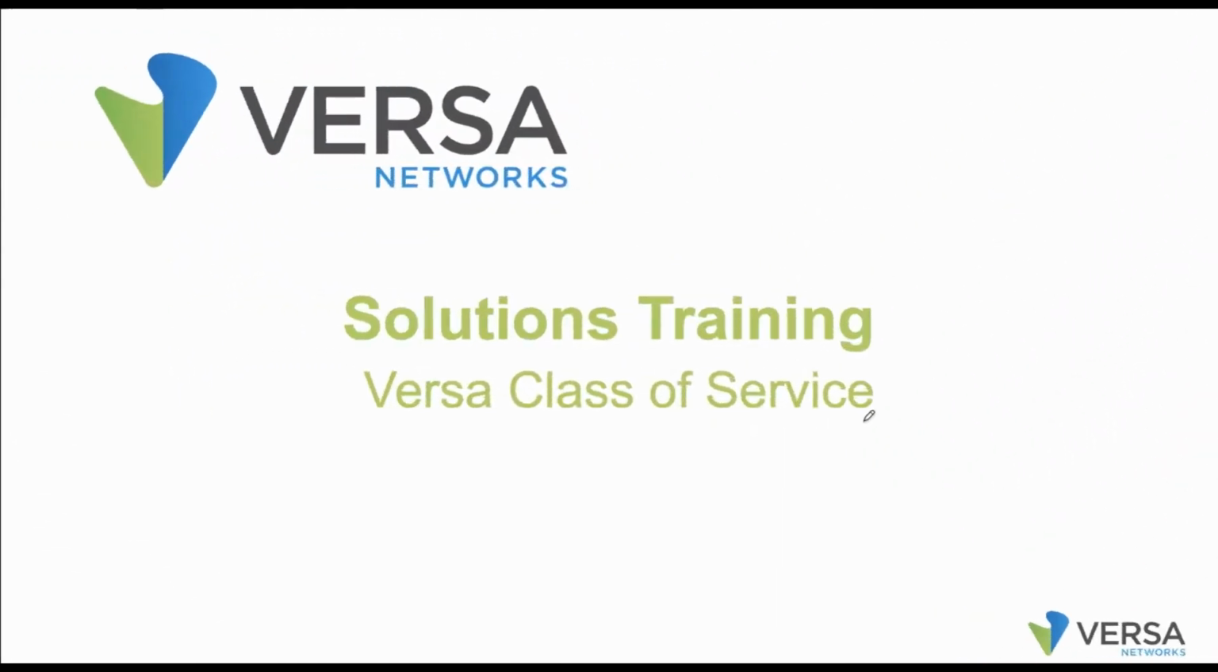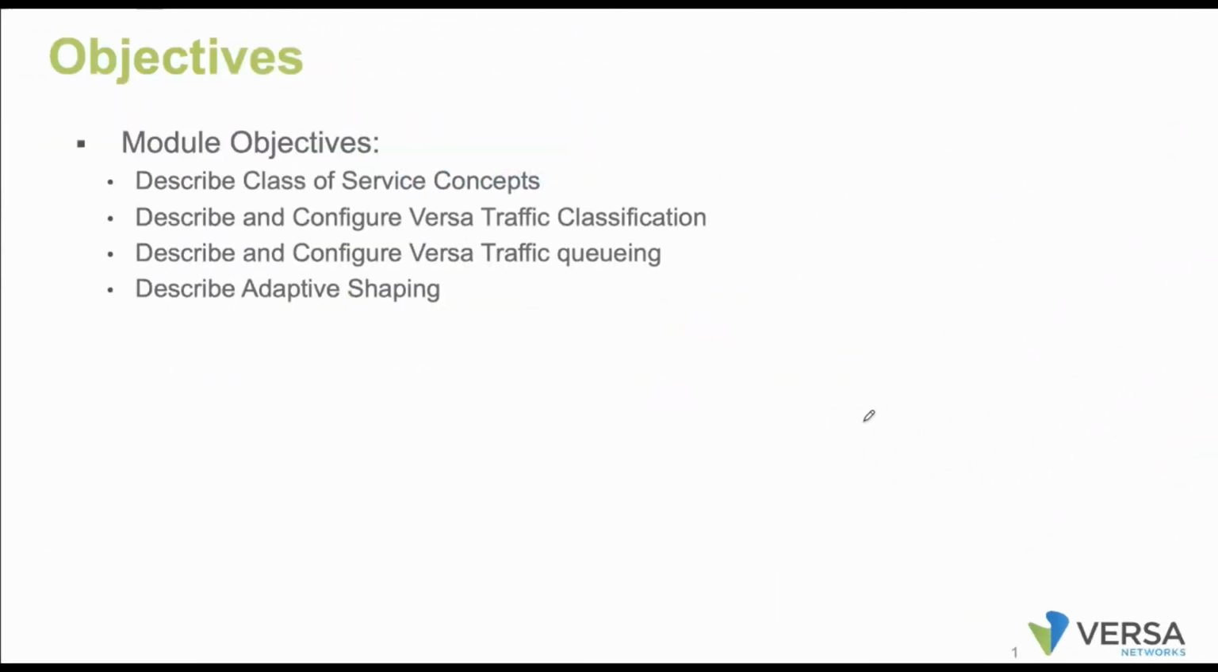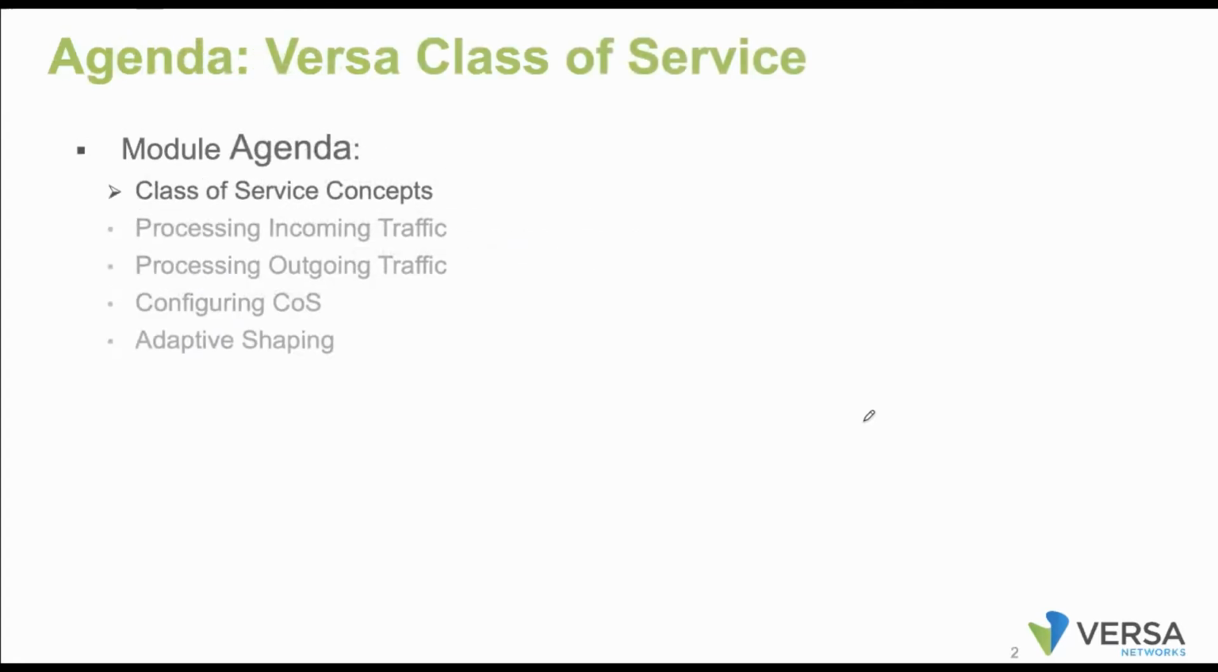Class of service. Most of the things are already pretty much clear to us from the legacy routers. Whatever we do there, we do the same thing on Versa appliances as well. Here and there are some changes. Let's see that. We'll try to understand the class of service concepts, how we process the incoming traffic, and how we process the outgoing traffic. How do you configure the class of service, and what is meant by adaptive shaping?